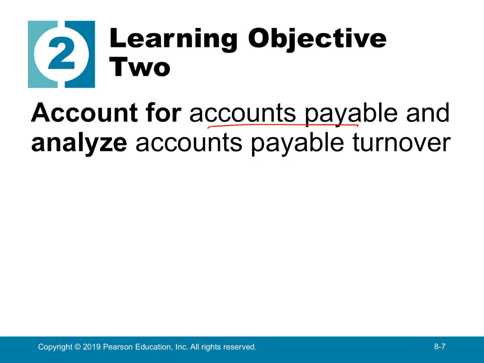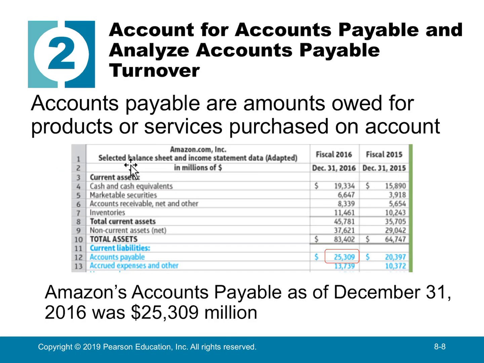So how do we account for accounts payable? And let's analyze accounts payable turnover. Again, this is another one of those turnover ratios. We've already done one for accounts receivable and inventory. So hopefully these are slowly starting to make sense. Accounts payable is what you owe when you buy products or services on account, right? We've seen this now through many chapters. And you can see for Amazon, as of December 31st, 2016, accounts payable was $25,309 million, meaning around $25 billion.